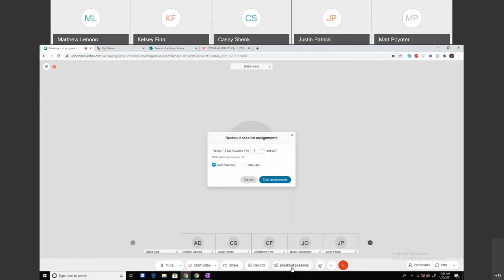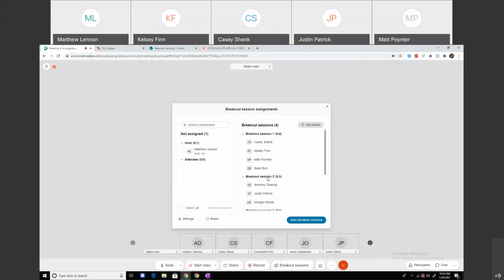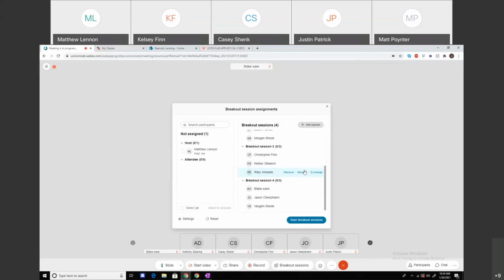All right, let's try breakout sessions. If it's 13 participants, automatically per session. Oh, we want 4 sessions. Does that make sense? Let's see if this works. I just want to try and break you guys into smaller groups so you can talk about these 4. If it doesn't work, then we'll see. So, okay, 0, 1, 2, 3, 4. Okay, so it did a good job.